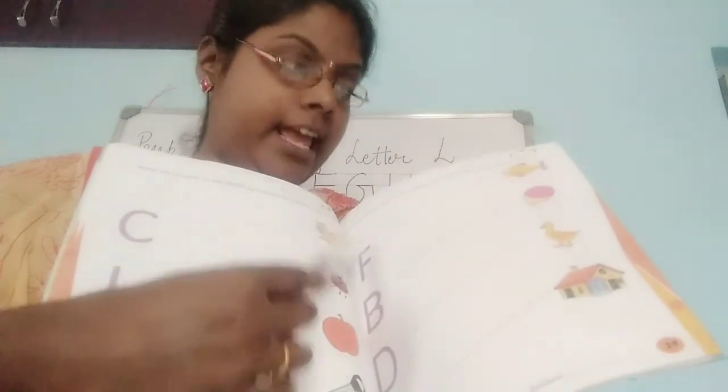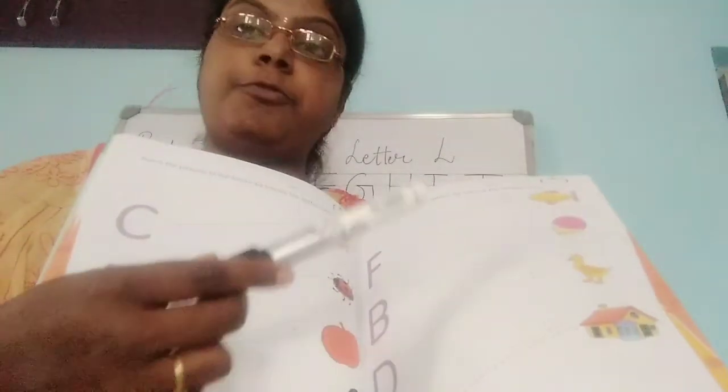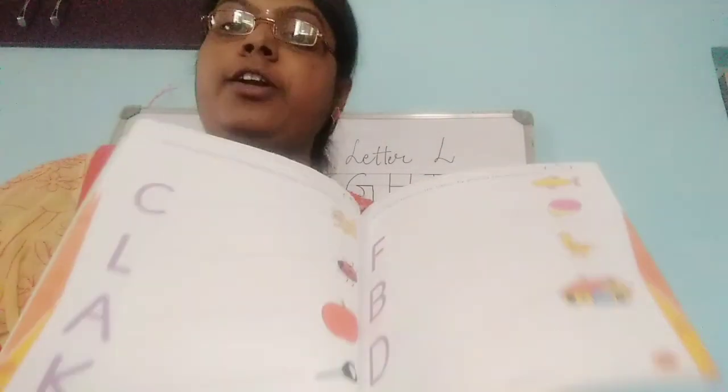So please make sure that they learn like this. F for fish. You repeat 3 to 4 times, the child will also repeat with you. B for balloon. D for duck.